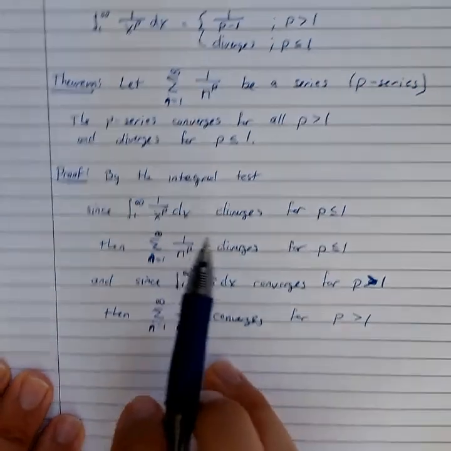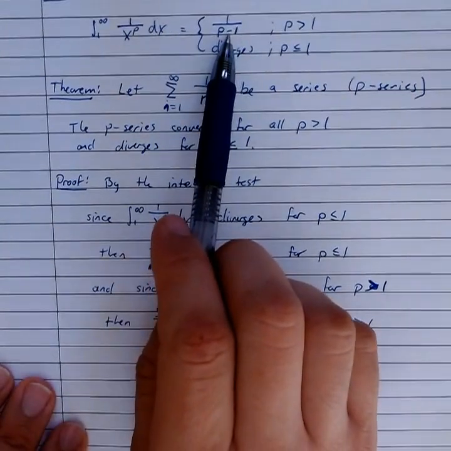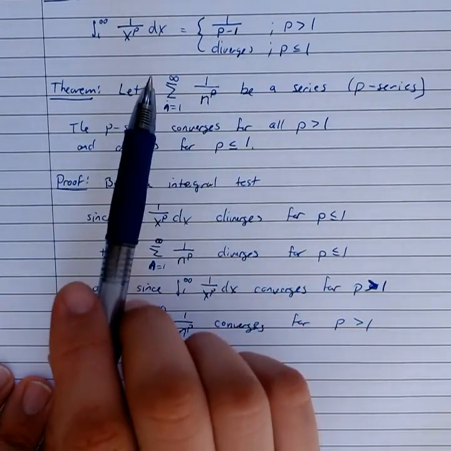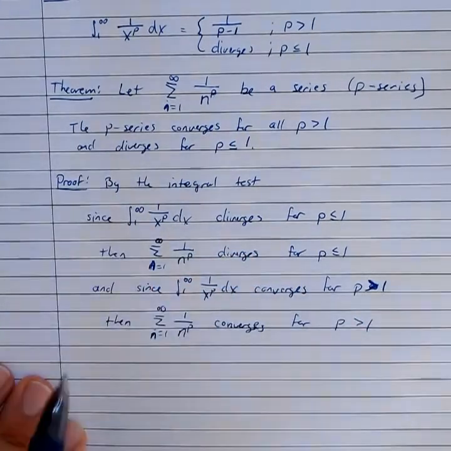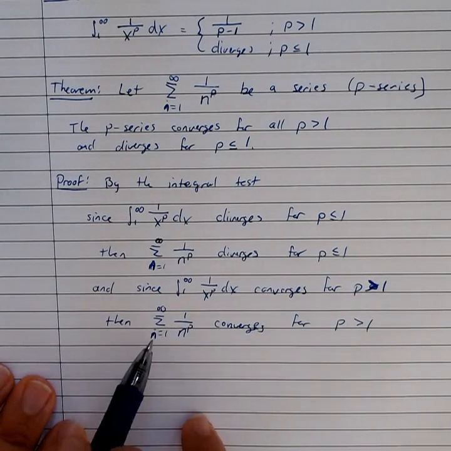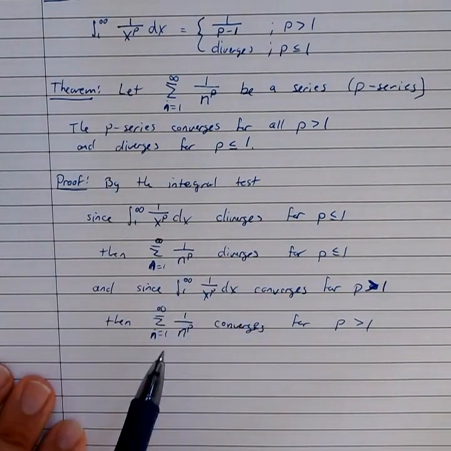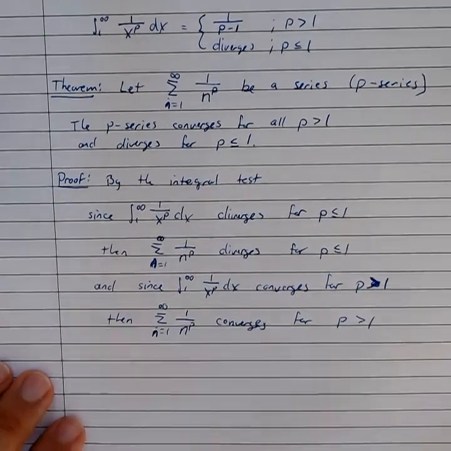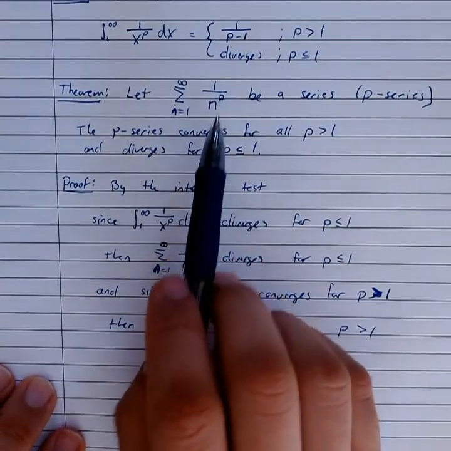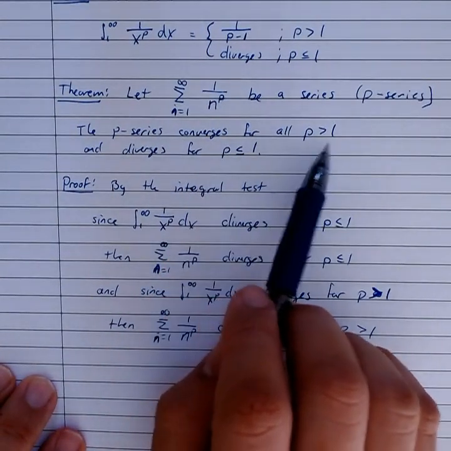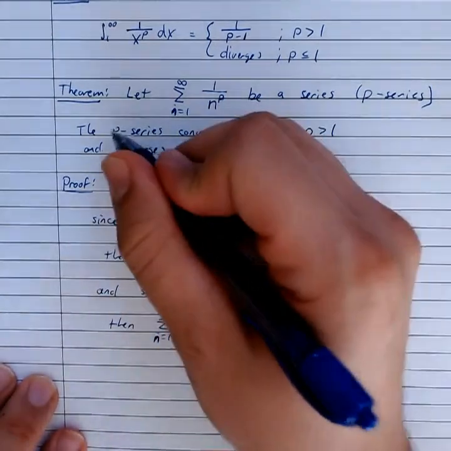Now, unfortunately, we can't say that it converges to that, because remember, the integral test tells us that if the integral converges, the related series converges. It doesn't say that they converge to the same thing. So here, all we can say is that it would converge for p greater than 1. It doesn't say what it converges to.